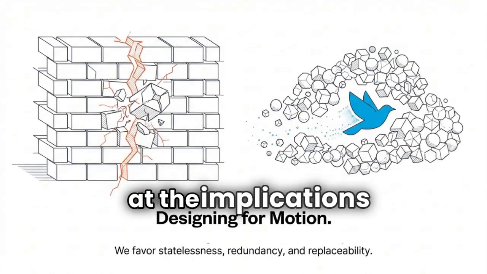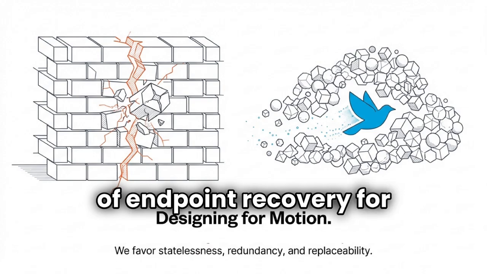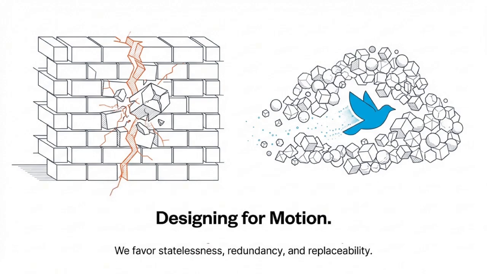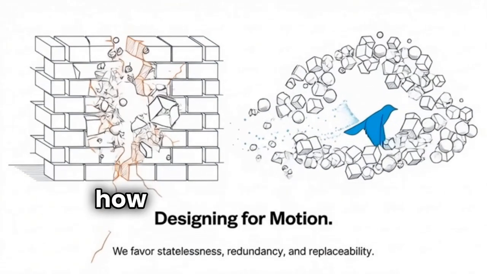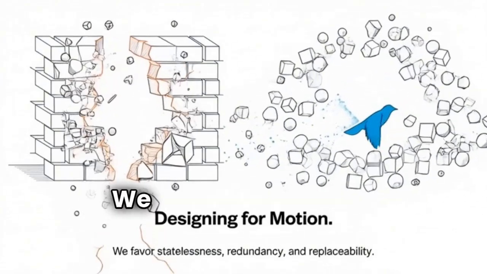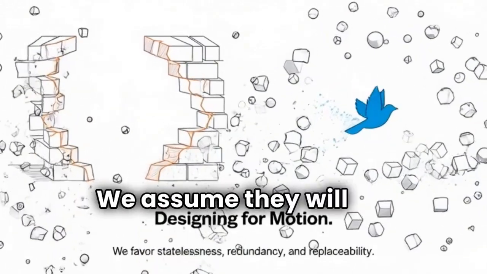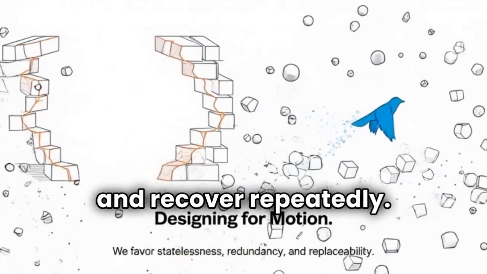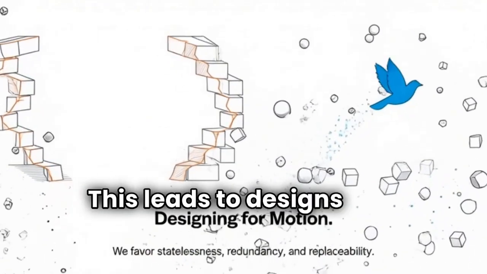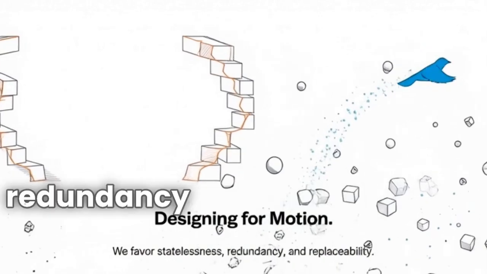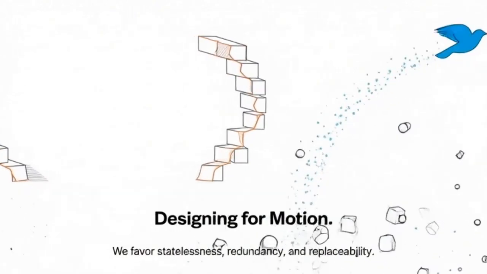Now let's look at the implications of endpoint recovery for network behavior. First, recovery changes how we design systems. We no longer assume endpoints will run forever. We assume they will fail and recover repeatedly. This leads to designs that favor statelessness, redundancy, and replaceability.